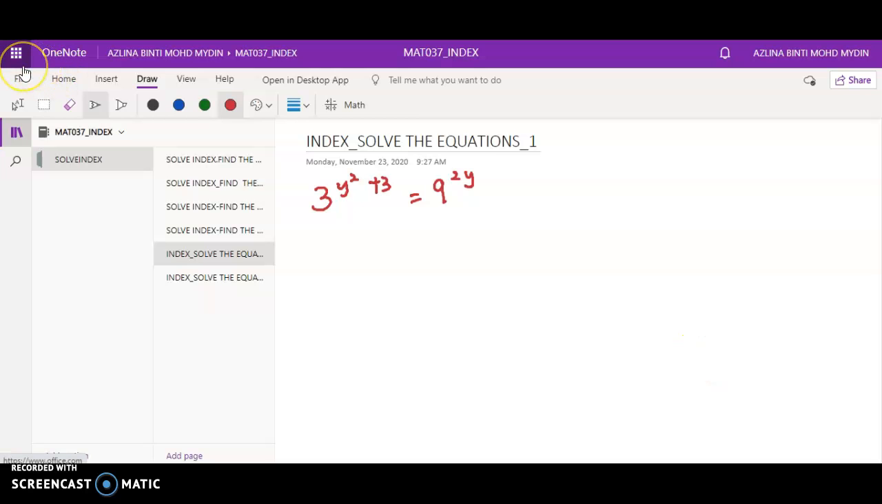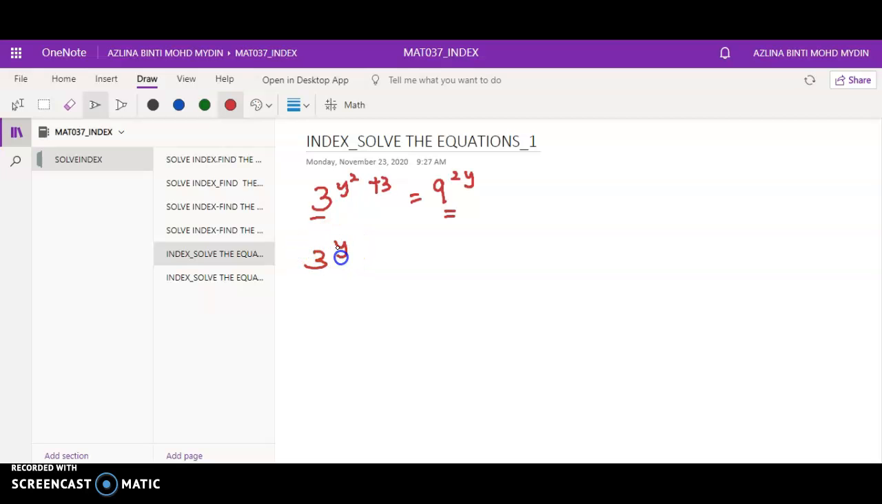Okay, now let's try to solve the equation given. Here also we are going to find the index by solving the equation given. So here we have 3^(y^2+3) equals 9^(2y). Note the bases are not the same, so I'm going to change it to become the same base.